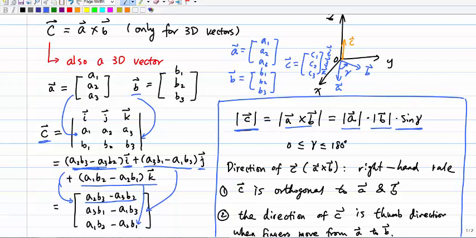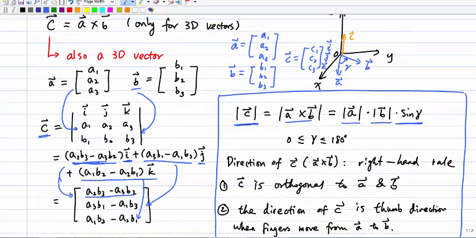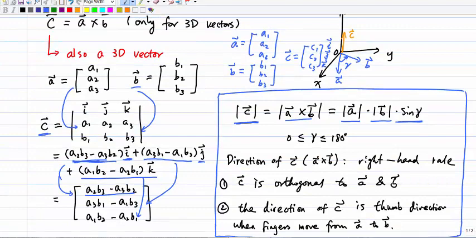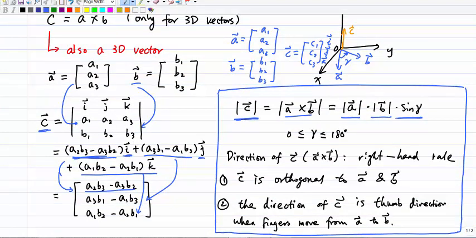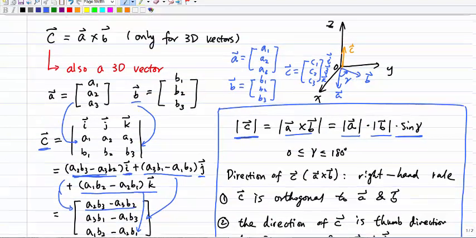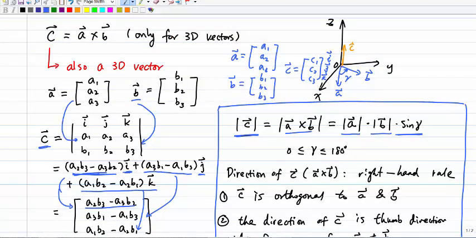Now let's talk about direction. First of all, the direction is orthogonal to vectors A and B, which means it is orthogonal to the plane created by vectors A and B. For example, if my A and B vectors are all in the XOY plane, then C is perpendicular to this surface, pointing either up or pointing down. How do we determine whether it's pointing up or down?